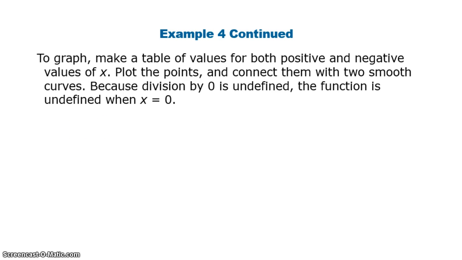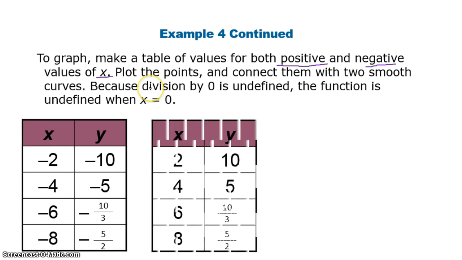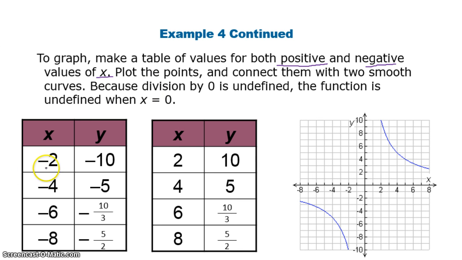Now what we're going to do a little bit differently here is to graph it. We're really going to make two tables of values. We're going to make a table of values for the positive and then for the negative values of x, and then we're going to plot them. So if we take the negative values of 2, 4, 6, 8, we get our y values here. And if we take the positive values of 2, 4, 6, and 8, we get our y values here.